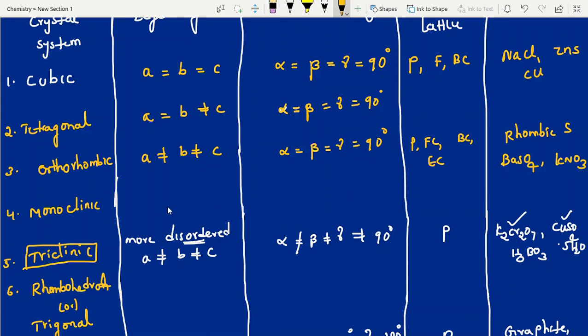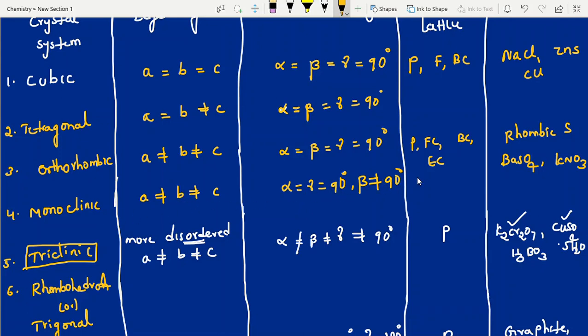Okay, next one, monoclinic. What is the point? Here, the same way you can write, the same thing as orthorhombic. A not equal to B not equal to C. And alpha equal to gamma equal to 90 degrees, and beta not equal to 90 degrees. Please make a note of this one: alpha, gamma 90 degrees, but beta not equal to 90 degrees means monoclinic.